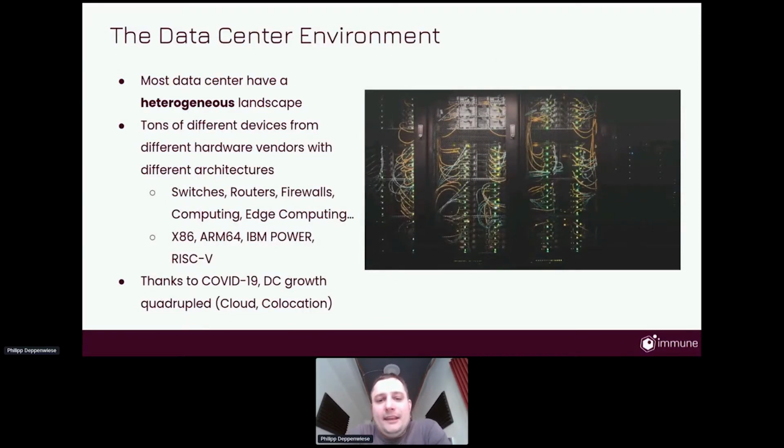So I will be talking about the data center and the problem of a black box in there. Most data center devices are, from my experience, heterogeneous. There are some homogeneous landscapes out there, that means the devices are the same, but most of the time you have tons of different devices, different hardware vendors delivering those devices, and also different architectures in your data center. That means if you have switches, routers, firewalls, computing devices, or edge computing and more, you might have x86 systems, ARM 64-bit systems, RISC-V systems. It depends on what you buy and from which vendor.